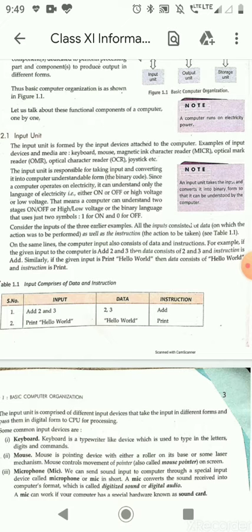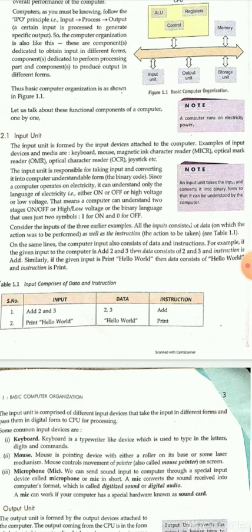The input unit is responsible for taking input and converting it into computer-understandable form. Since a computer operates on electricity, it can understand only two things, on and off, that is 1 and 0. These are the two binary digits, 1 and 0. They can also be called high and low voltage. By the use of them, we can represent everything inside our computer.